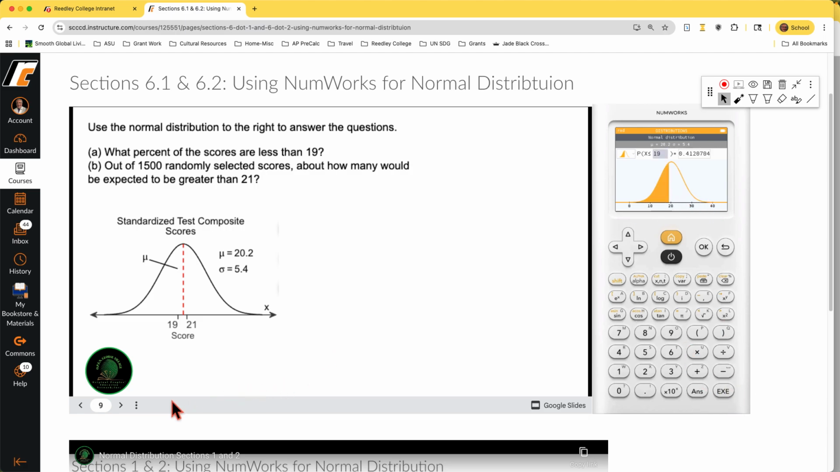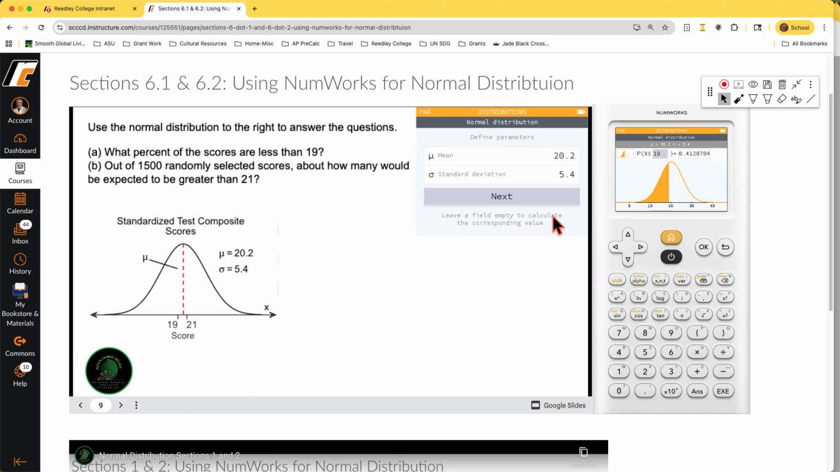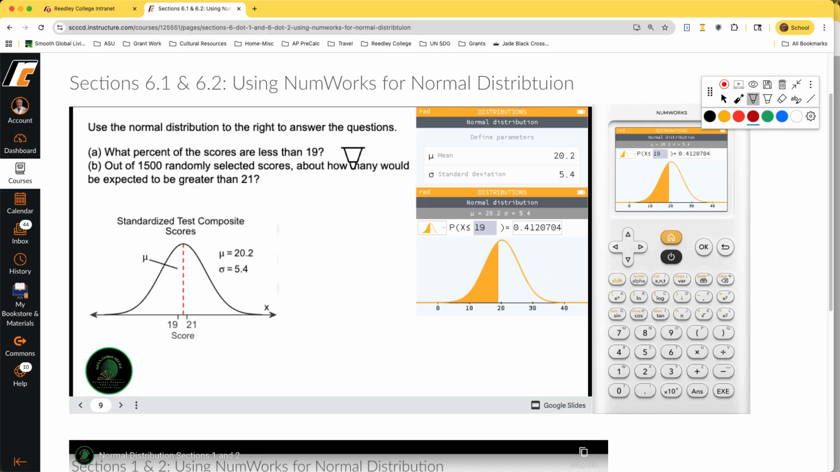and I get my answer. I put that in, got my answer, and I see the picture. See, it's matching. This would be less than 19, about 41.2%. That's all the answer I got to put in there. And again, if they ask for it as a decimal, that's the thing, is what format do they want the answer in, but that's it.